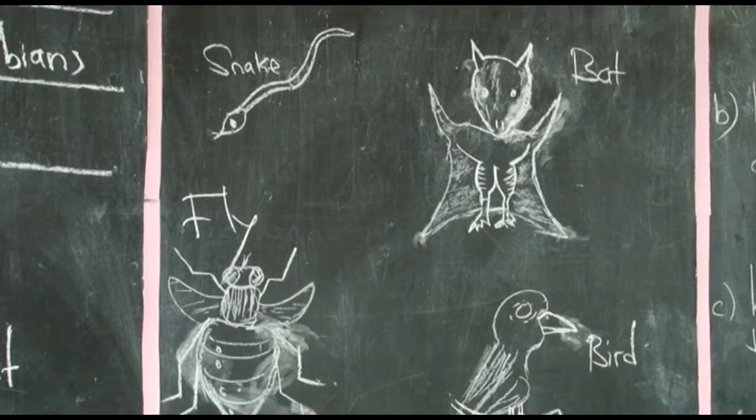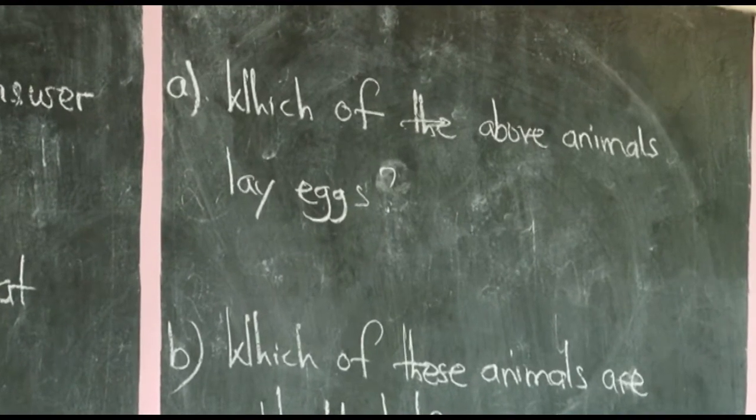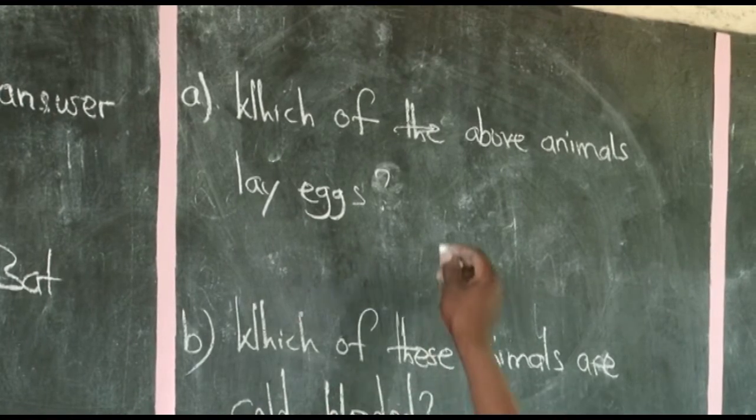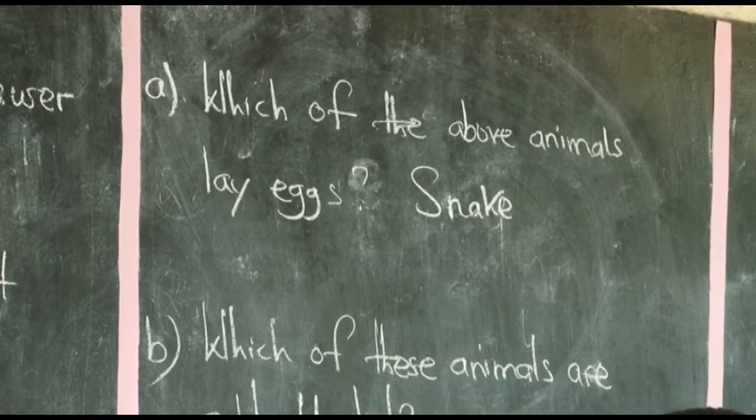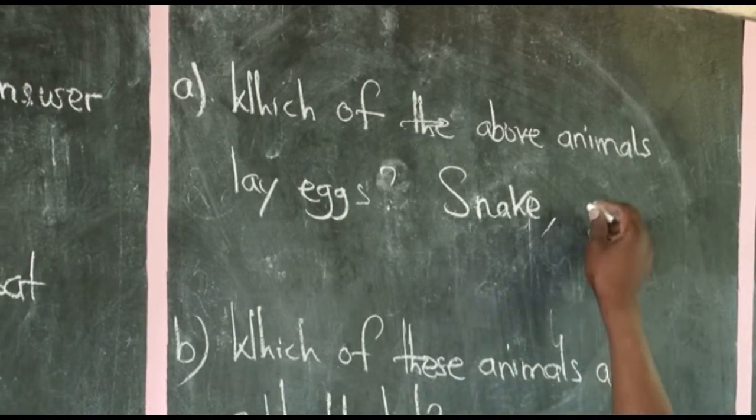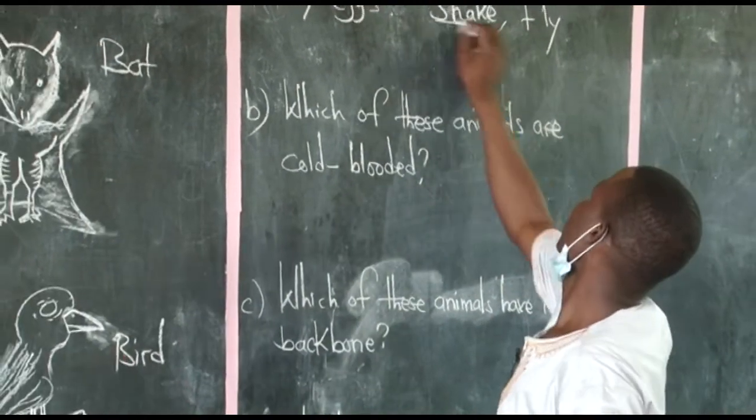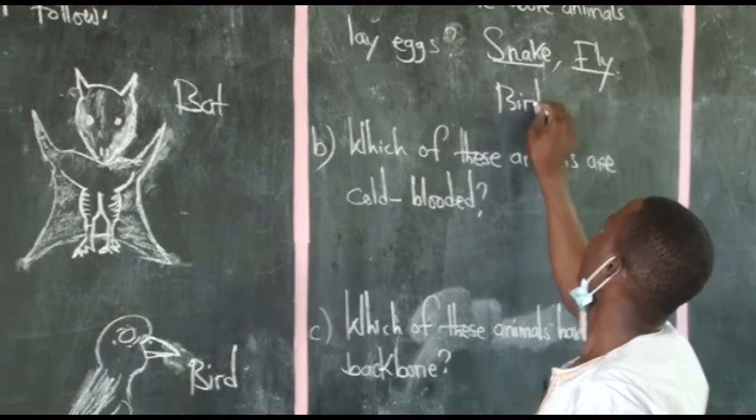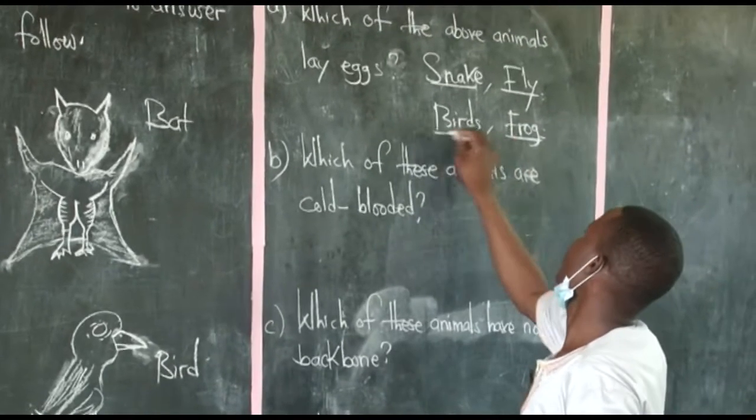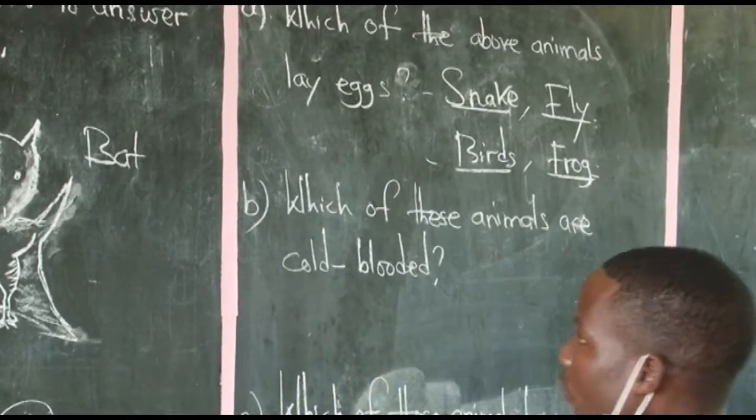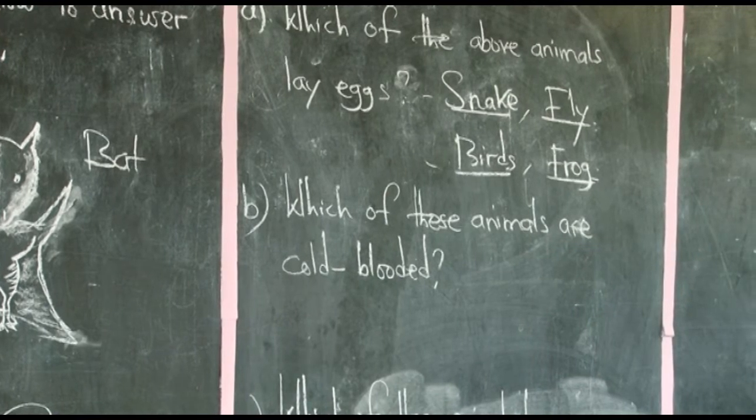Yes, so from these animals, we are asked a couple of questions to answer. Which of the above animals lay eggs? Yes, from our session, look at the snake. Snakes are oviparous. So we can say snake, okay? Come to fly. Yes, flies lay eggs. We can say fly. Come to the bird. Yes, birds lay eggs. Come to the frog. The frog is also oviparous, okay? Yes, they lay eggs. Good. We can then move to the next question.